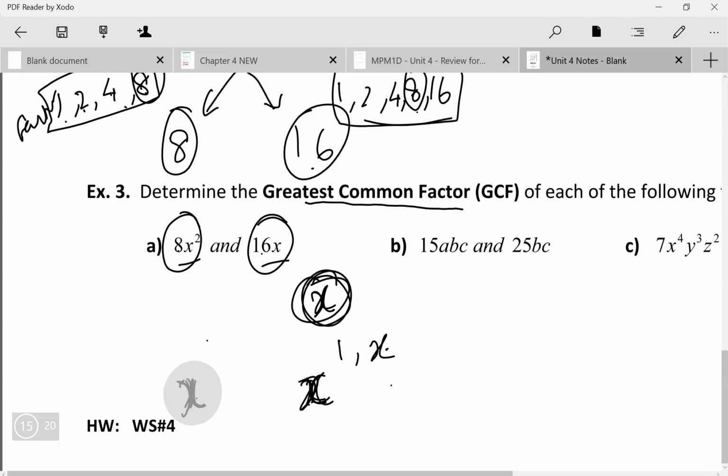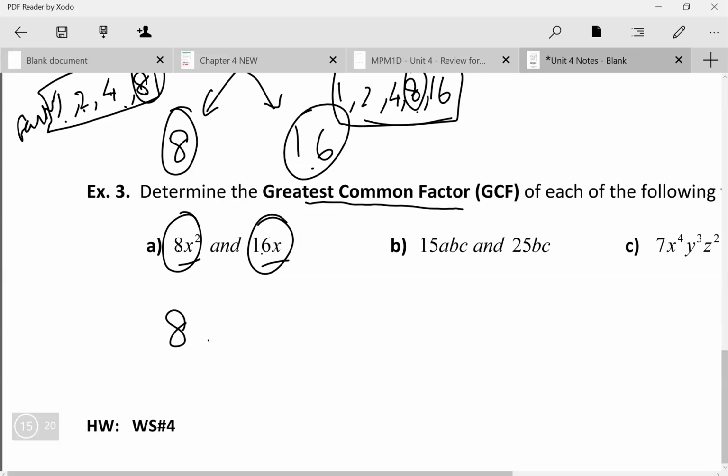Just going to erase some of the stuff that's in the way. And my computer's being laggy. There we go. Okay, so 8x squared and 16x.